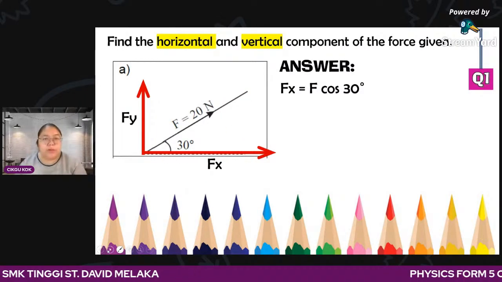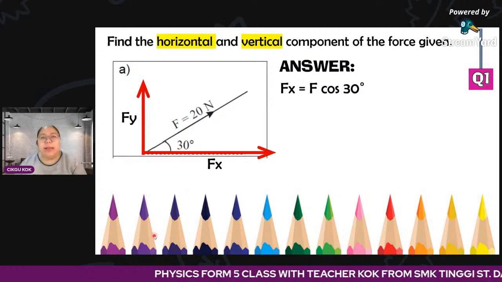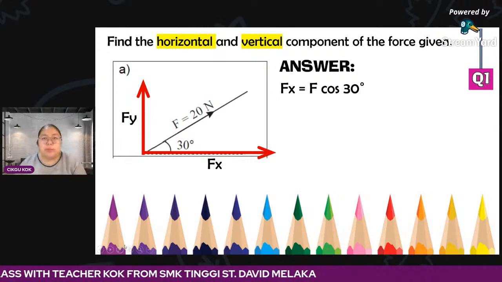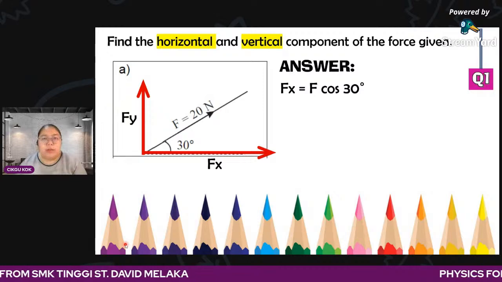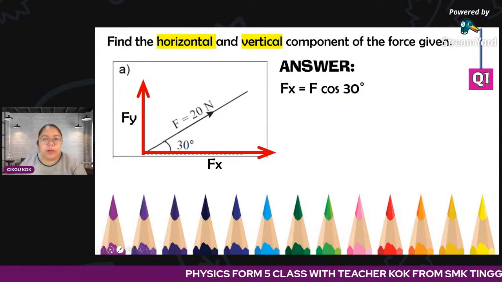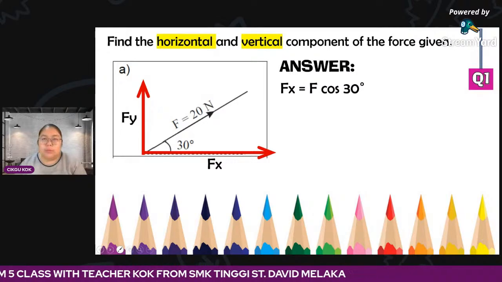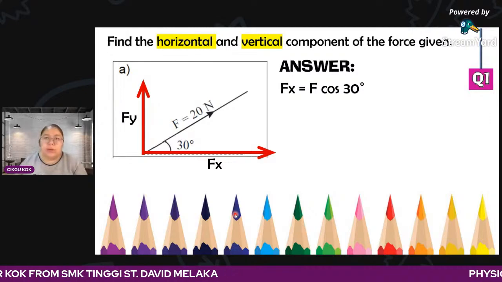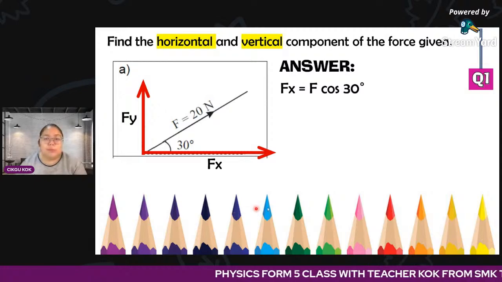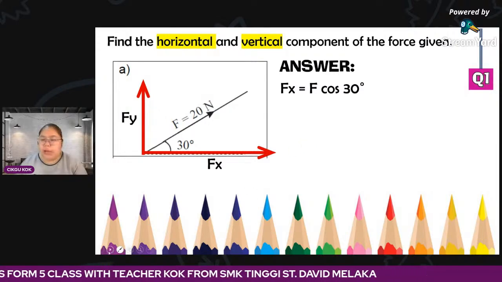So from here, did you press the calculator already, or have you finished? You give me the answer for Fx. Okay, answer for the Fx. Remember the unit, don't forget to label your unit. Okay, anybody else? Okay, 17.32 from Euro. Okay, we go to check.